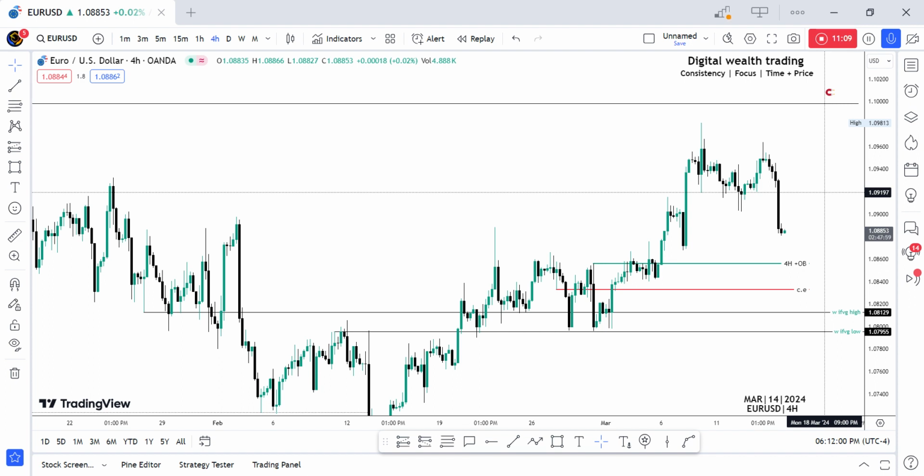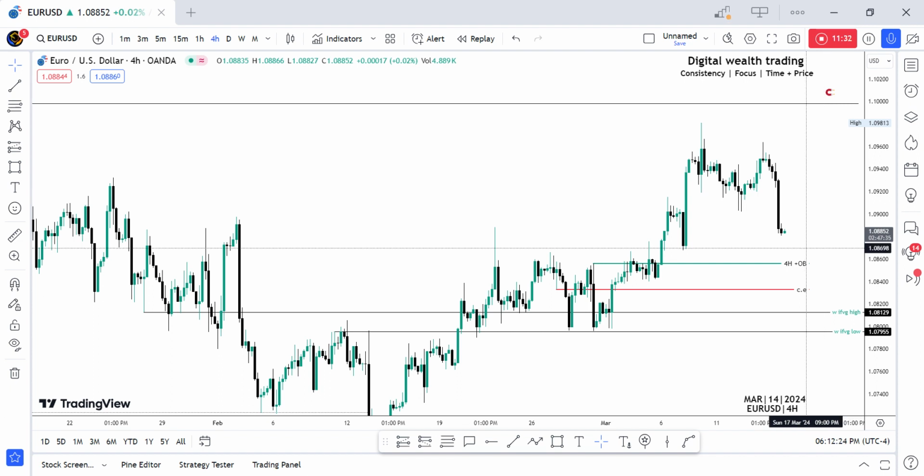Can be further refined. Sorry, I wrote something different from here. So it can be further refined into a 4 hour candle that led to the change of state in delivery of price. So I am anticipating for price to also use this candle to engineer higher price delivery.